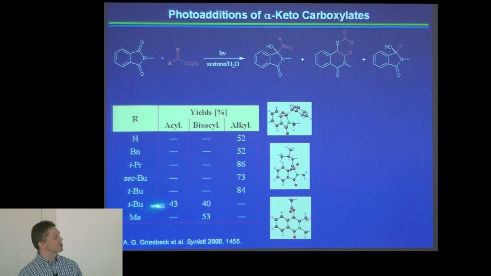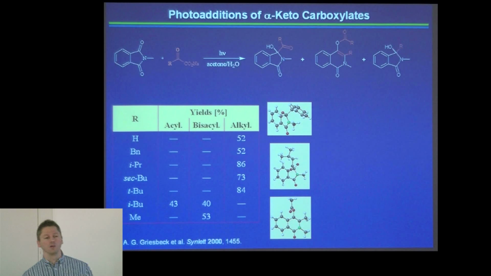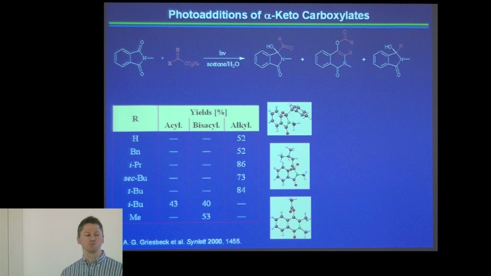For isobutyl, I got this strange ring extension product, and I got the acylated one. And in the case of methyl, I only isolated this strange molecule. It took a while to really solve the structure. The NMR was very simple.